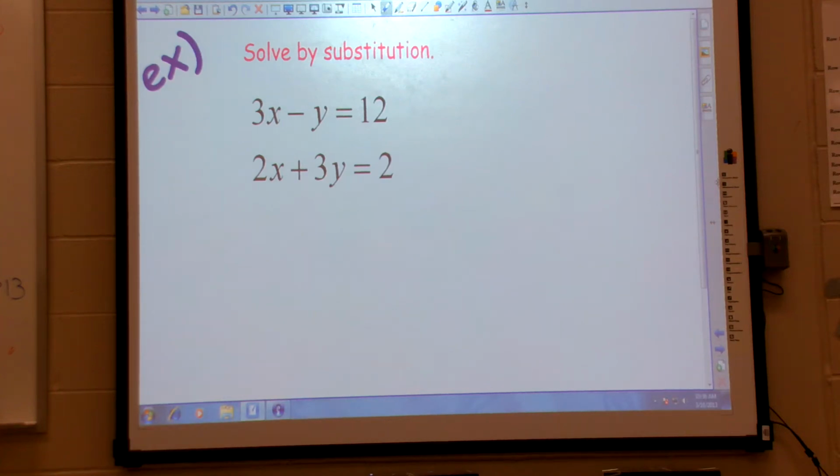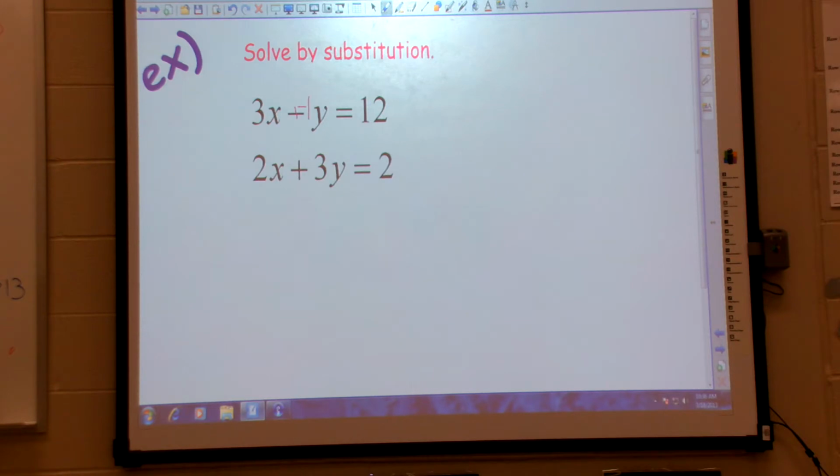Now, which one should I get by itself? Why? Because it's the second-best case of -1. Do not make that fresh mistake of this, which I see sometimes: -3x equals 12 plus 3x. I see that all the time. I see it in transition still, and they've been doing this stuff all year.